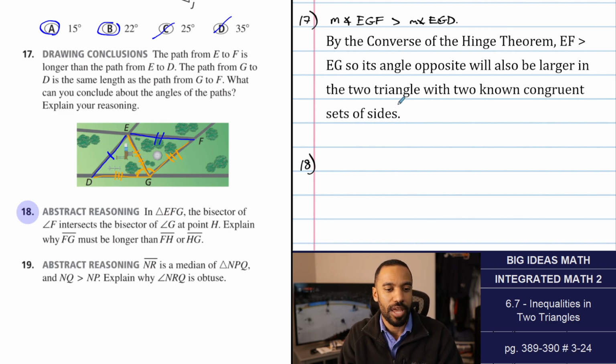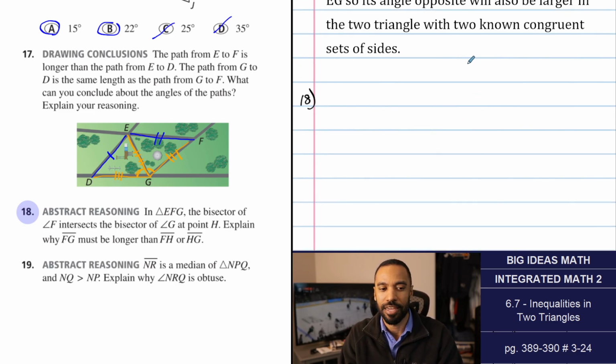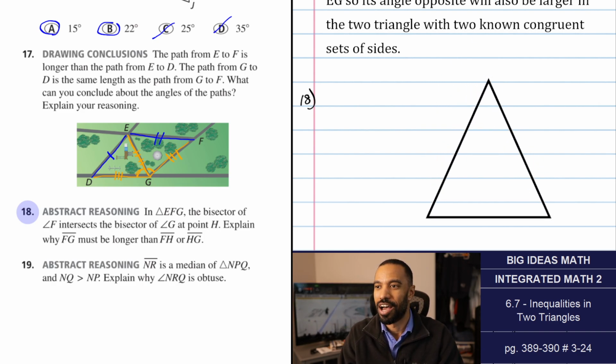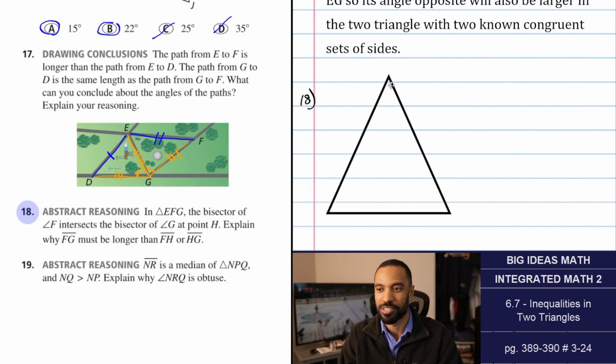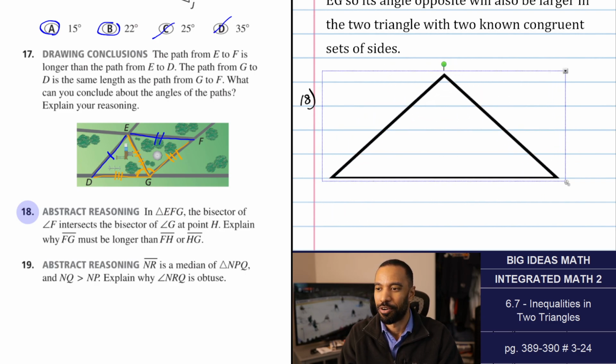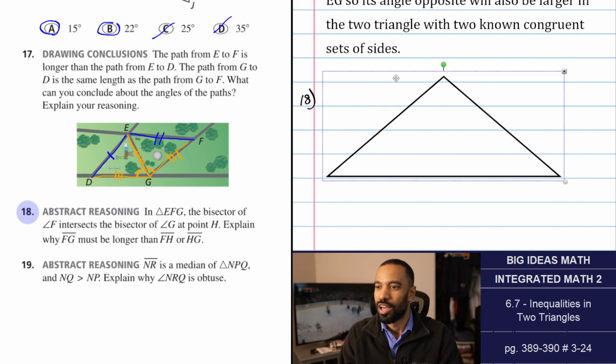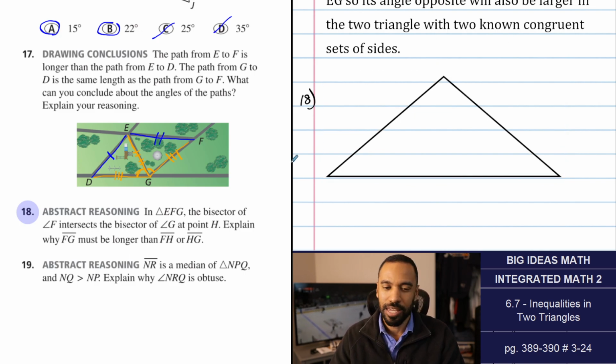In triangle EFG, the bisector of angle F intersects the bisector of angle G at point H. Ooh, that sounds like incenters. Sounds like an incenter where they intersect. So we probably get to practice this. Let's see. I don't know how I want to draw this. Let's do it like that. Okay, let's call it EFG. Sorry that it's made to look isosceles. I don't really think that matters.